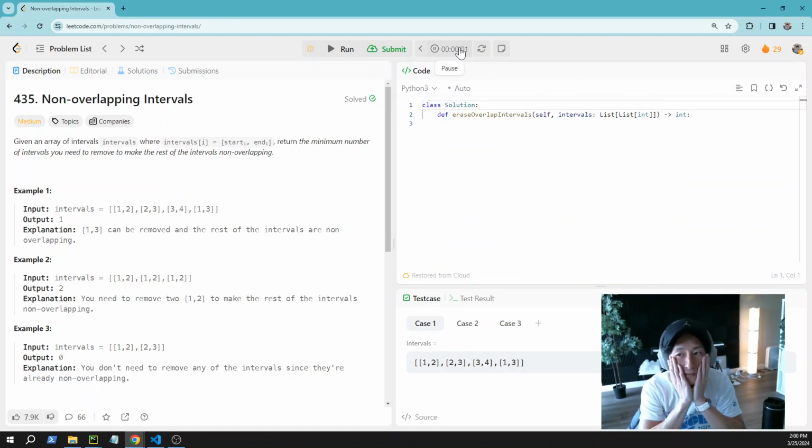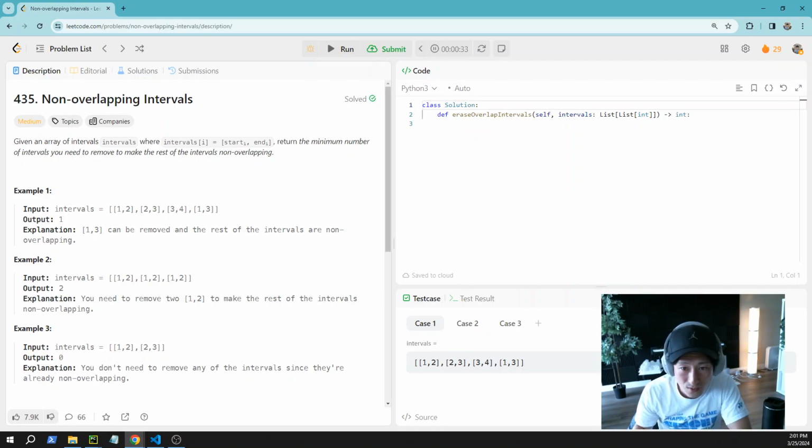Let's start. Okay, so non-overlapping intervals. Given an array of intervals where intervals[i] is the list of start i and end i, return the minimum number of intervals you need to remove to make the rest of intervals non-overlapping. Minimum number of intervals, okay.